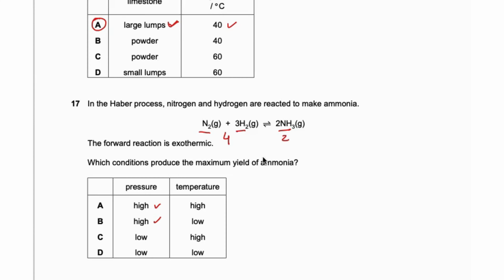Temperature, high or low? The reaction is exothermic. So high temperature will favor the reverse reaction, and low temperature will favor the forward reaction. So this is the right answer. The right answer is B.